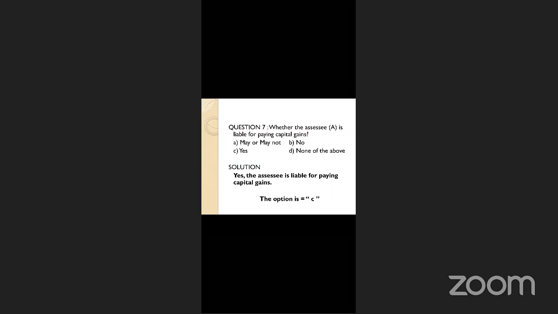Now comes question 7. Whether the assessee A is liable to pay capital gains. See, even if you get a free apartment, he is liable to pay capital gain if he sells it. If he keeps it, okay, fine, let it be. If he sells it at a very high price, like in this case, he has to pay the amount. Option C. So before selling ancestral property, think about how much capital gain you will have to pay. Okay, so that is it.